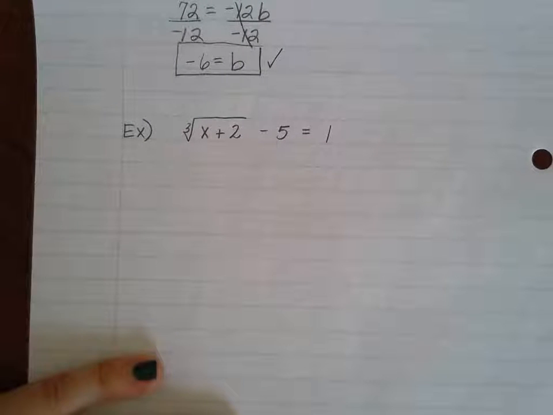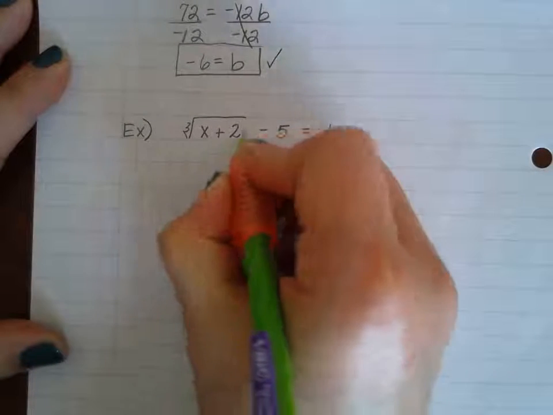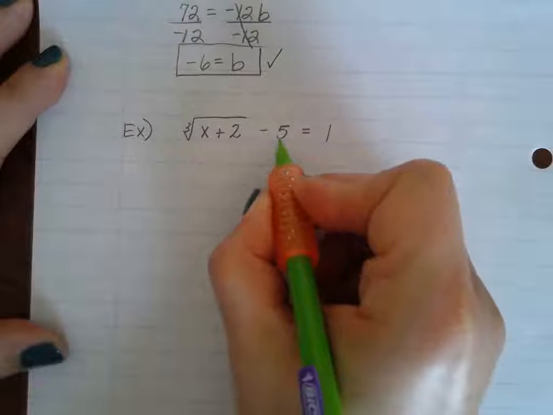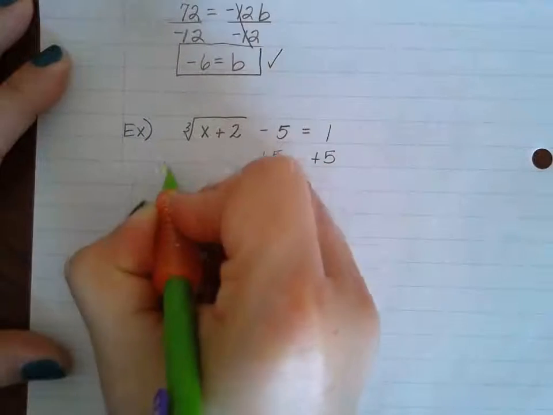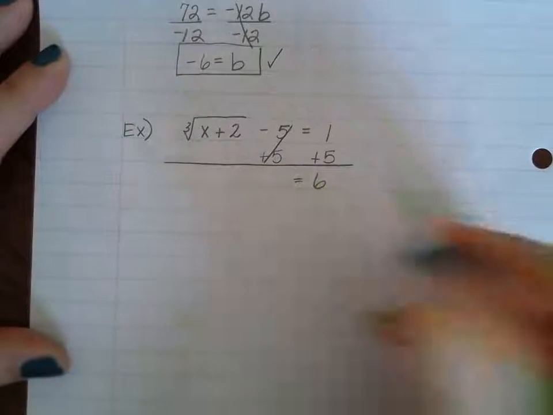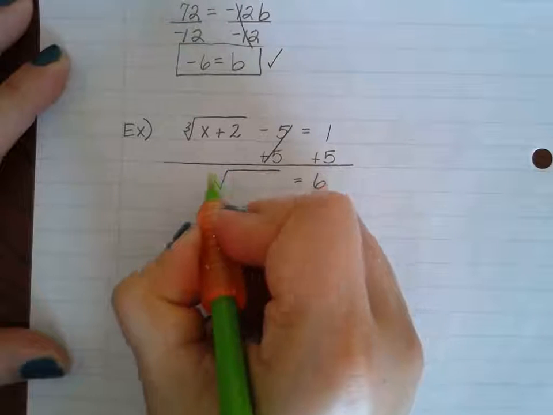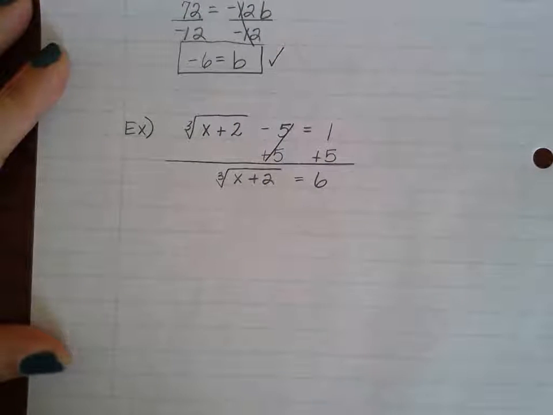Just instead of a square root, you're going to have a cube root. So now you're going to get this by itself. Right now there's a minus 5 right here, so you're going to add 5 to both sides. This goes. This is 6. So the cube root of x plus 2 equals 6.